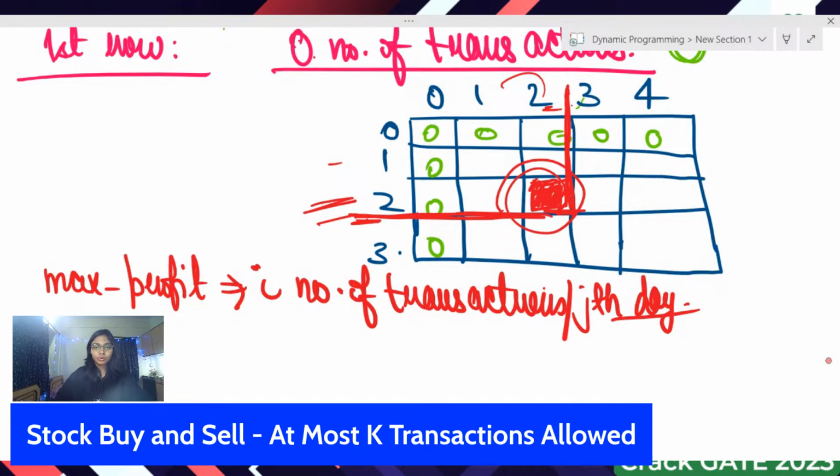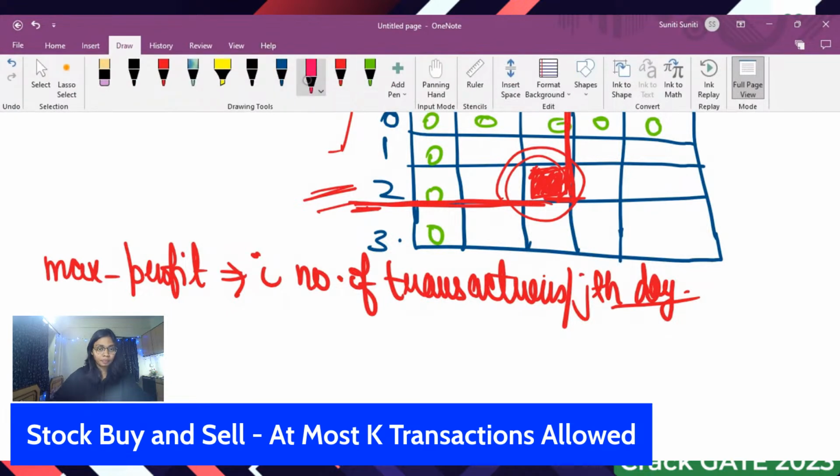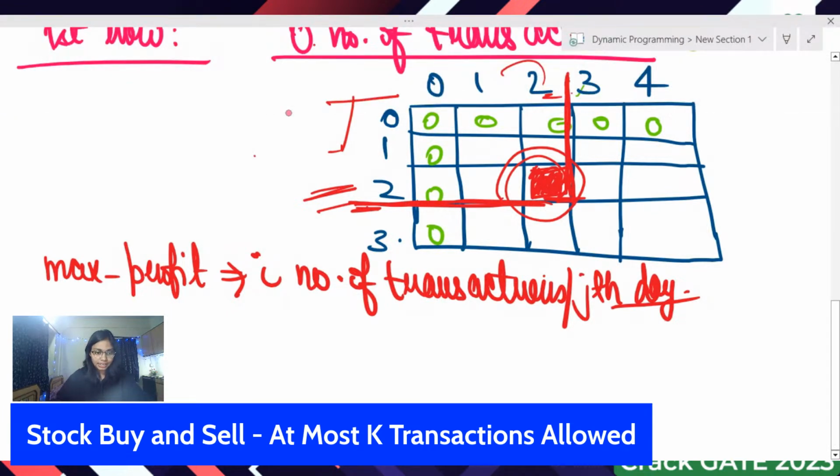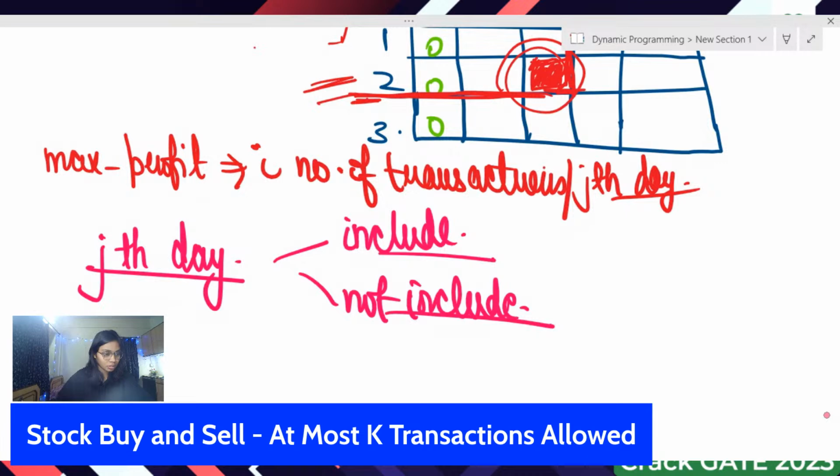What you need to do is traverse all the grid cells. And how you are going to fill it: see, there can be two things, you are either including the current day, that is the jth day, or not. Let us say you are on the jth day right now. So there are two options: either include this day for the transaction or not include this day.